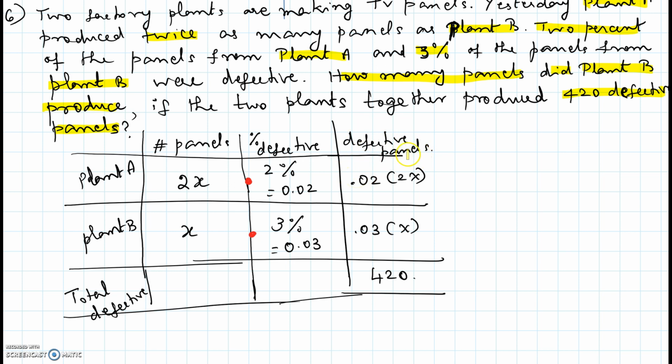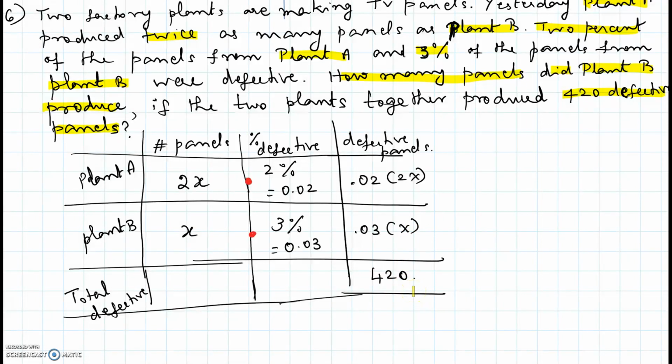The defective panels from plant A would be the column for panels multiplied by the percentage defective. So it is 2x times 0.02, which is our last column, defective panels. Plant B, same way, x times 0.03. That will be the number of defective panels produced by plant B. It's also given that the two plants together produced 420 defective items. The number of defective panels from plant A added to the number of defective panels from plant B will be 420.